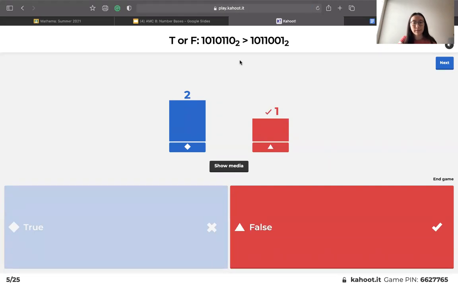Okay, so this one you can actually convert it out all the way to solve it, but you can also kind of tell just by looking at it, because both of them have 1, 0, 1 as their first 3 digits, but this one has a 1 in the 8th place, and this one does not have a 1 in the 8th place. That is 0, so you can already tell that this one's going to be larger.